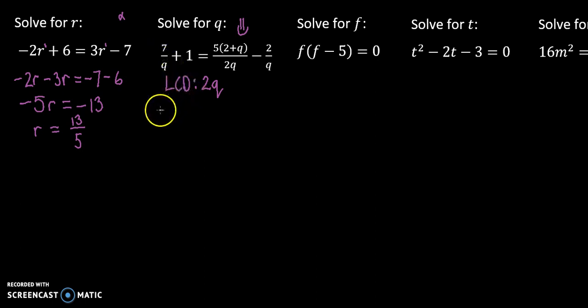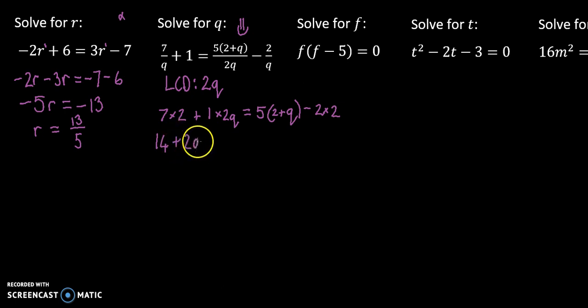So it's going to be 7 times by 2 plus 1 times by 2q is equal to, well, fortunately that stays the same, 5 times 2 plus q, minus 2 times by 2. So that's 14 plus 2q is equal to 10 plus 5q.